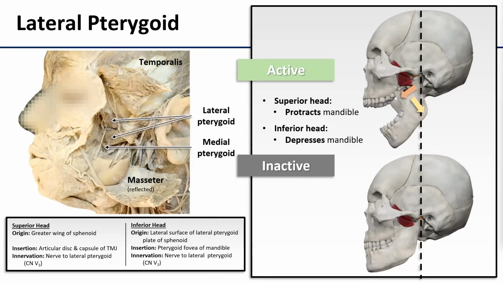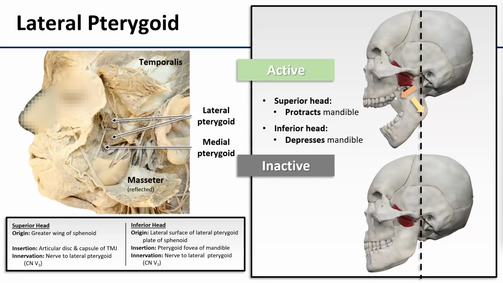All right, last but definitely not least, here is the lateral pterygoid muscle. It has 2 heads. The superior head originates from the greater wing of the sphenoid, and it travels posteriorly to insert on the articular disc and TMJ capsule. The inferior head starts off just a bit lower and more medial on the lateral surface of the lateral pterygoid plate, and that is going to insert on the pterygoid fovea of the mandible, which is very close to the condyle.